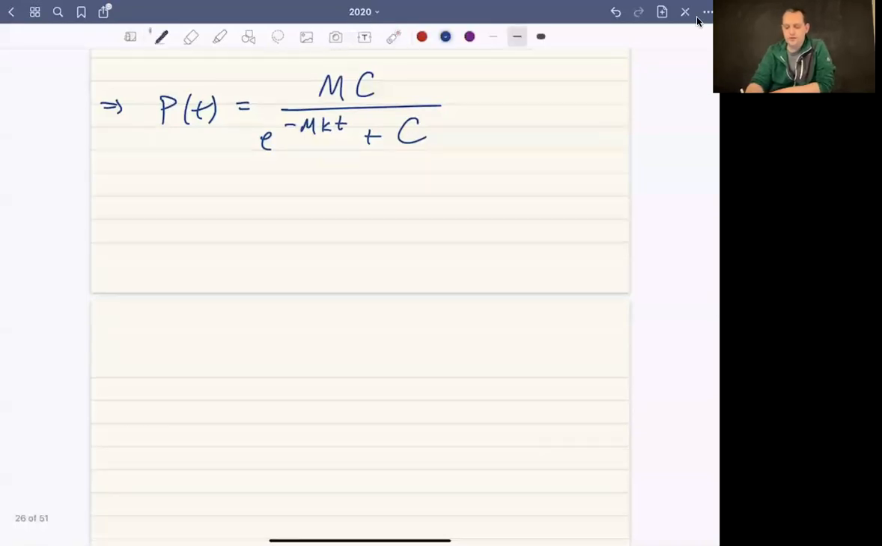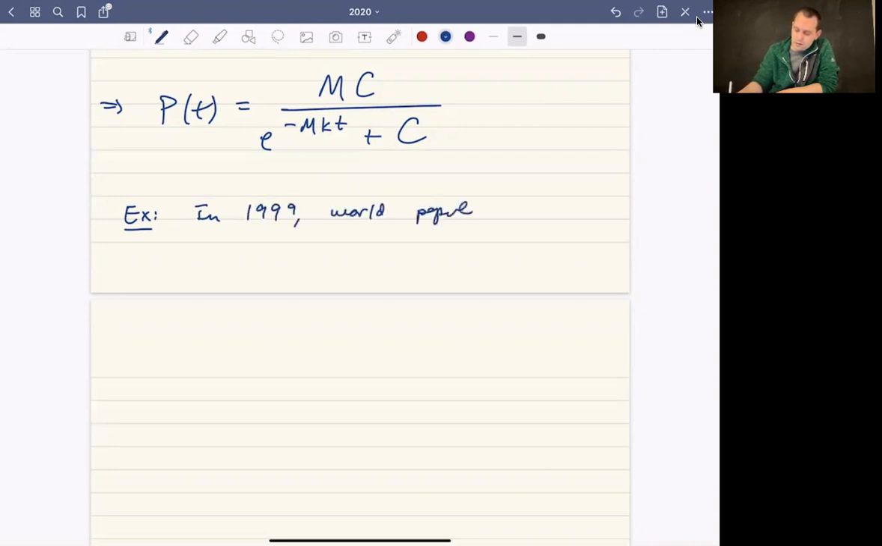So now let's use this formula that we just derived for logistic growth to talk about long-term population for some sort of town. Let's actually just do world population. I want to look at the following data points. We know that in 1999, the world population was 6 billion. And in 2011, the world population was 7 billion.